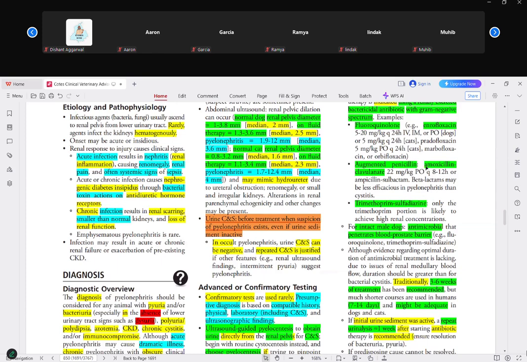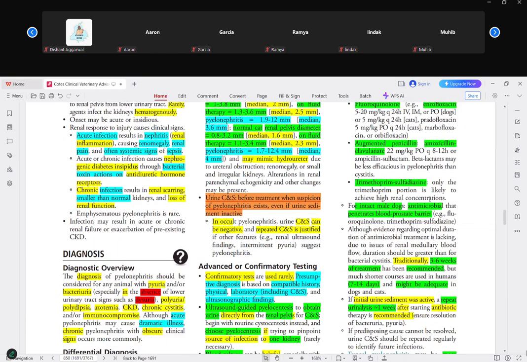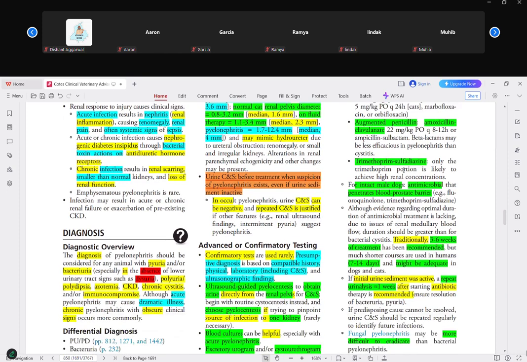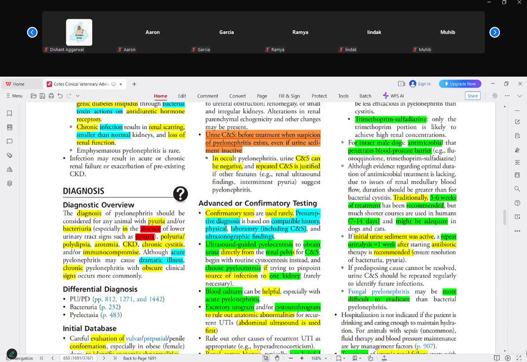Another thing you can use is amoxicillin, but it is less efficacious in pyelonephritis. Another very common antibiotic you can use is TMS, which we discussed in cystitis. For intact male dogs, you need to use antibiotics that can penetrate the blood-prostate barrier too, like TMS and fluoroquinolones. Both of them can cross the prostate barrier. Just remember this.